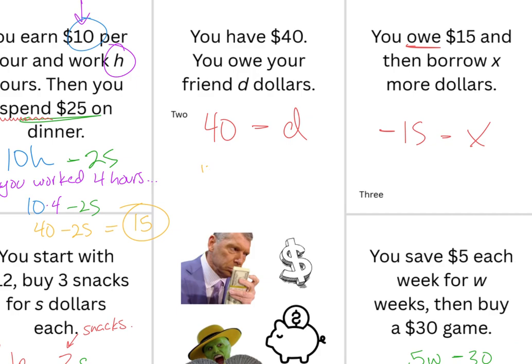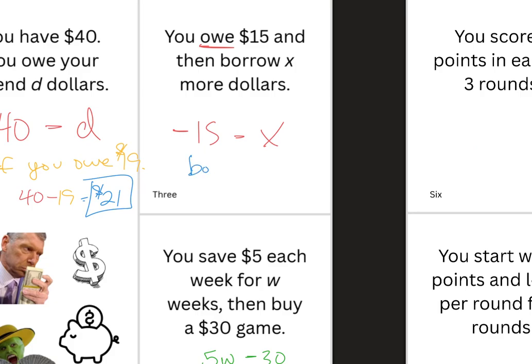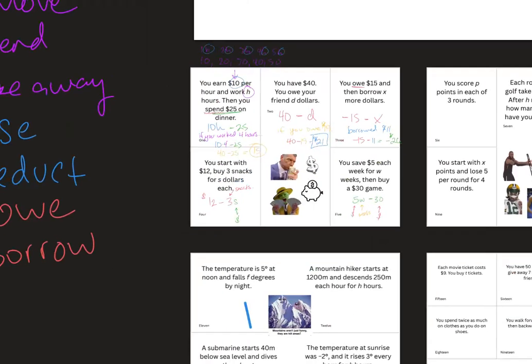What if you owed $19? Well, so that would be 40 minus 19, right? And what would you be left with? You would be left with $21. And then what if you borrowed $11? Well, you owed 15, and now you're about to lose 11 more, go 11 more negative. You would have negative $26. That's how much you owe.